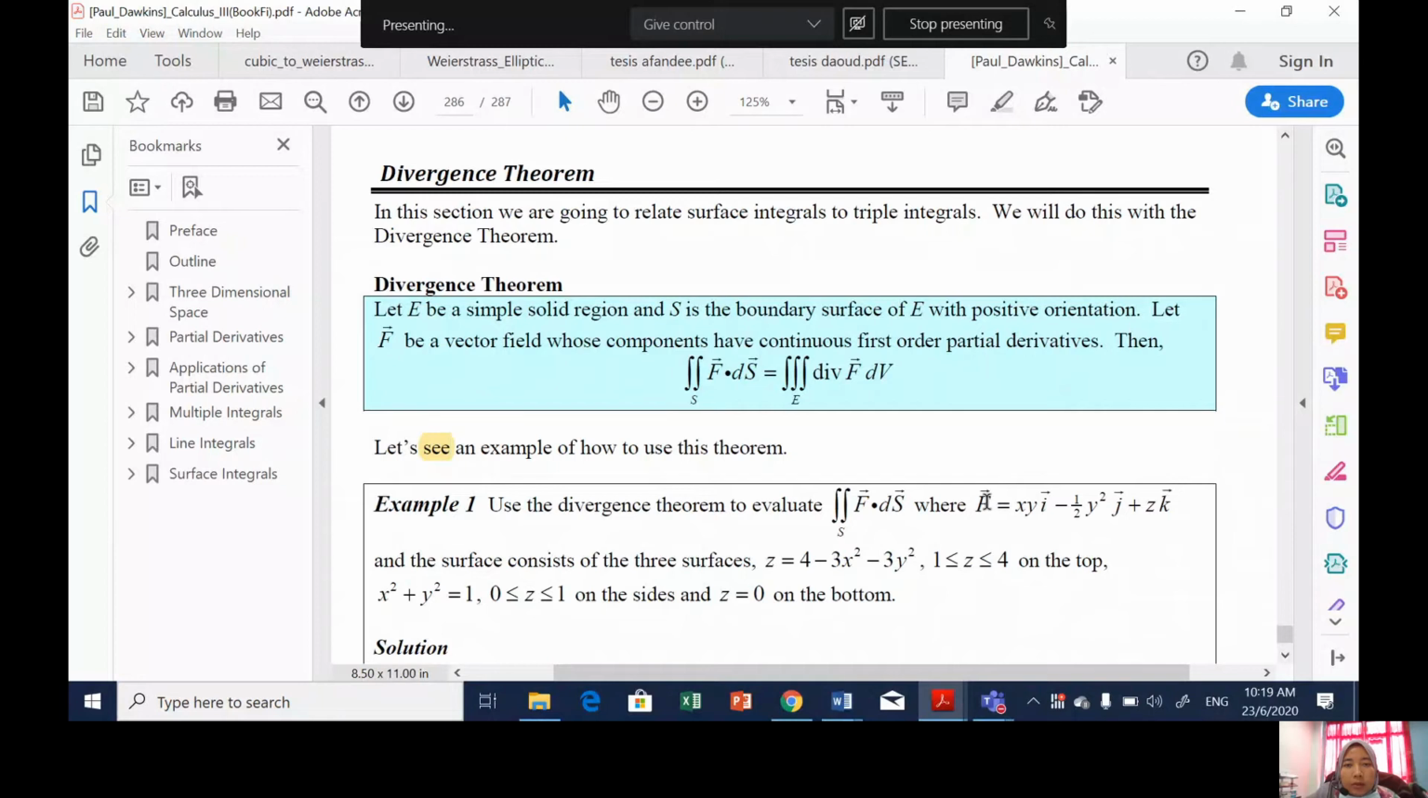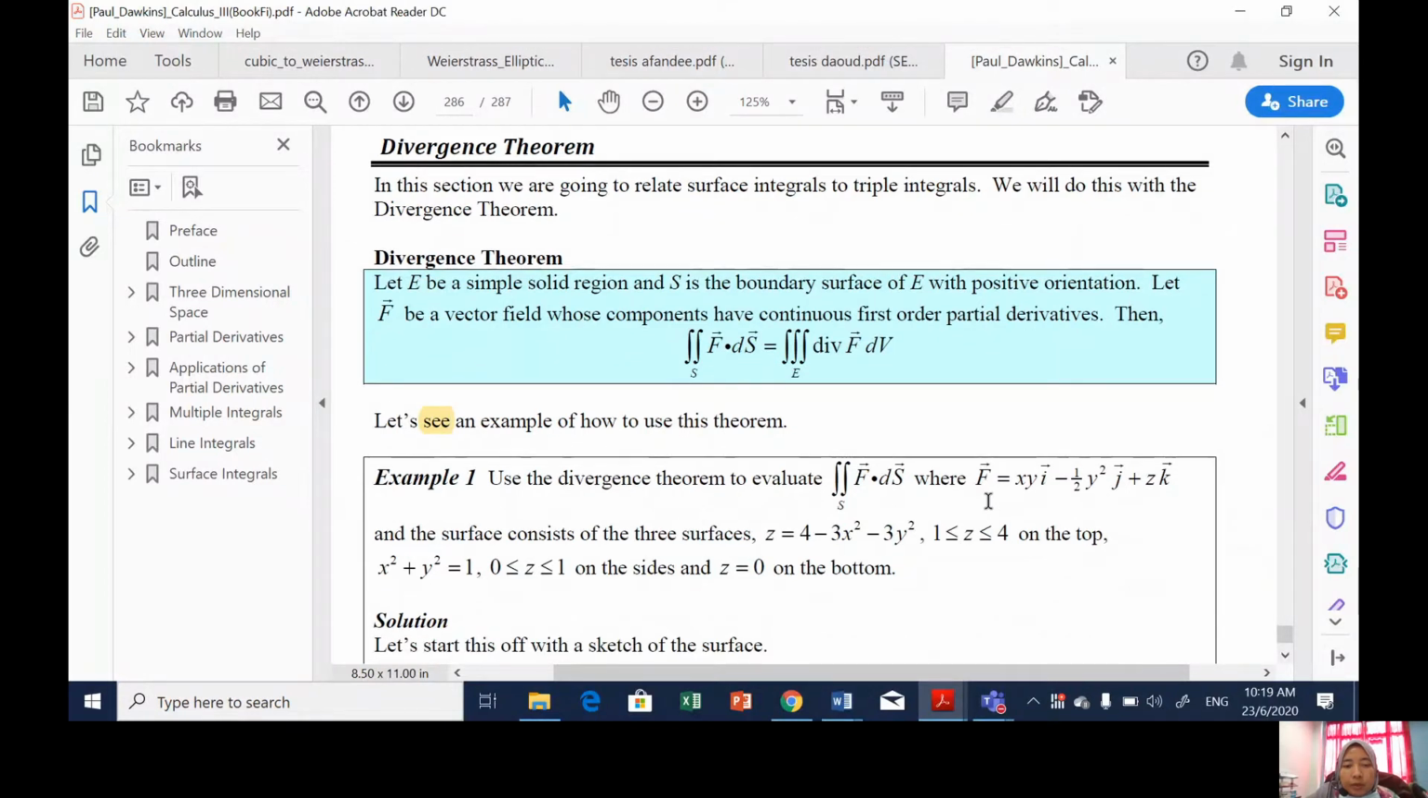So this is a recorded topic for the divergence theorem. This topic is actually the continuous topic after the Stokes theorem. I'm going to open Paul Dawkins' ebook. So this is the divergence theorem. The previous theorem that you learned during the previous class is the Stokes theorem. Now we will see the divergence theorem.